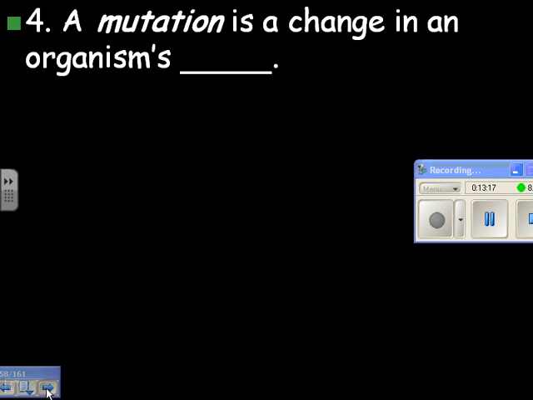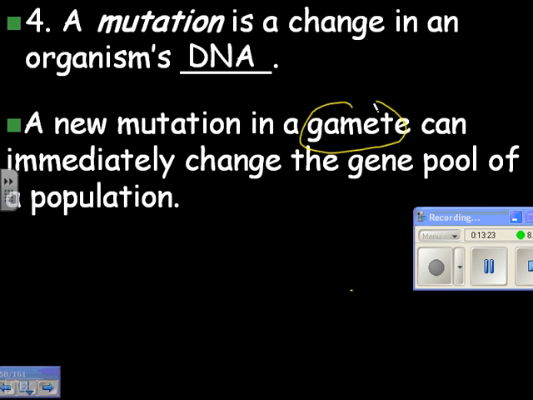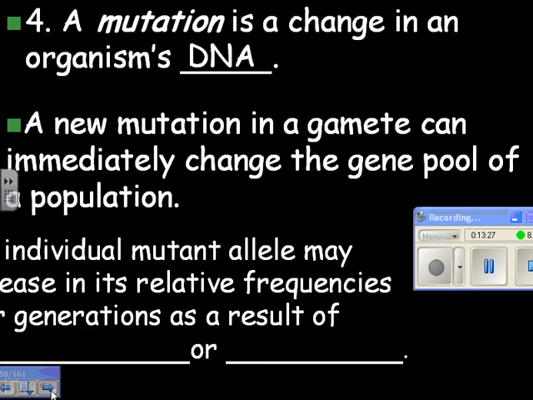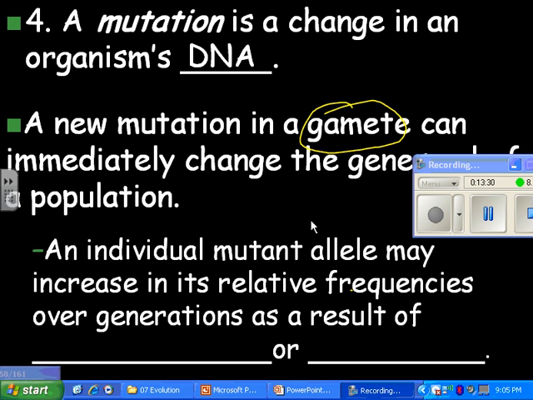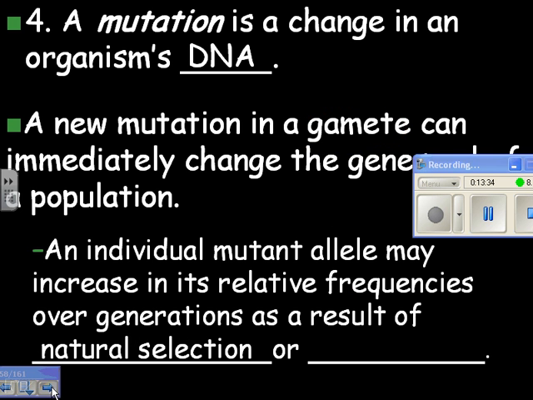Lastly, mutation. This is a change in an organism's DNA. So a new mutation in a gamete, it has to be in a gamete if it's going to affect the next generation, can immediately change the gene pool of a population. So an individual mutant allele may increase its relative frequencies over generations as a result of natural selection or genetic drift.